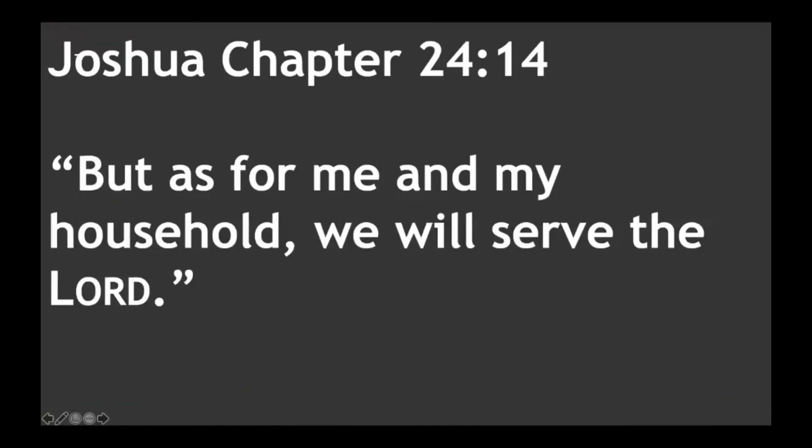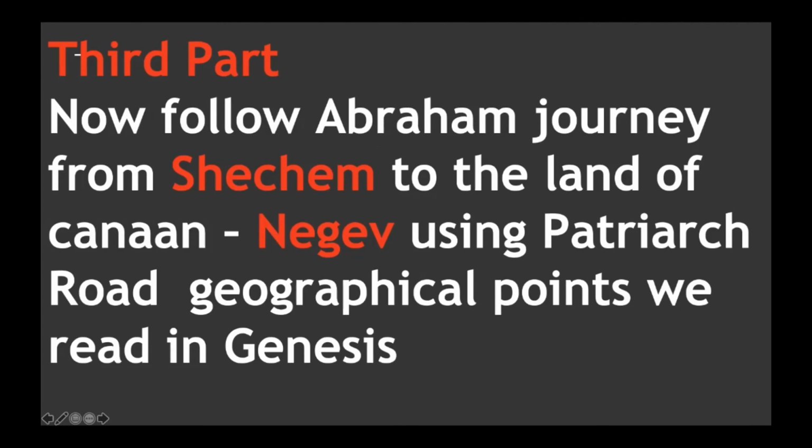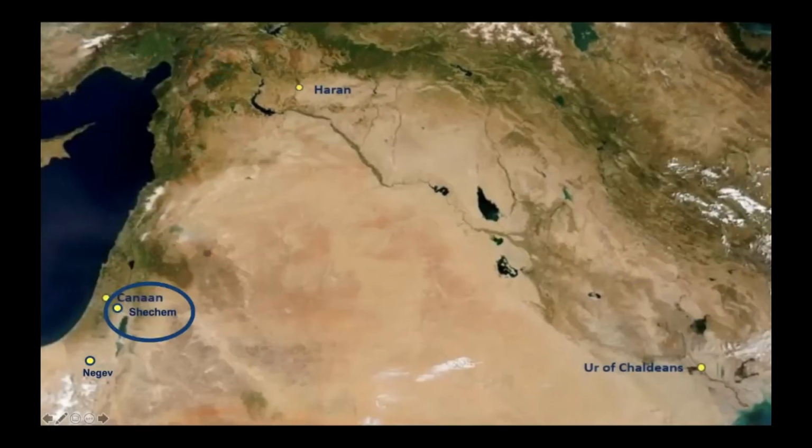And we read that in Joshua chapter 24, verse 14. But as for me and my household, we serve the Lord. So they chose to serve the Lord. From Shechem, Joshua renewed the covenant. And the last part of the journey is from Shechem to the Negev. So we said first from Ur of the Chaldeans, then to Haran, and then to Shechem. And the last part is between Shechem and the Negev, through the road of the patriarchs, what Abraham had taken.